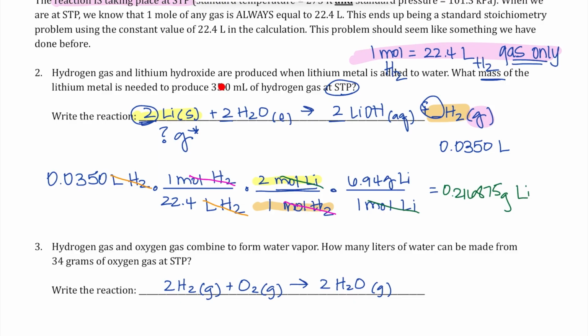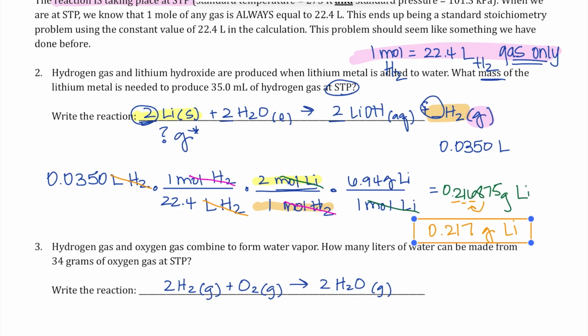3 sig figs from that 35.0, 3 sig figs from our 22.4. Our mole ratio does not have sig figs. Our molar mass of lithium has 3 sig figs. So we're going to keep 1, 2, 3. We're going to need to round that 6 up though, 0.217. We need a unit, grams, and we need to say what chemical we have.